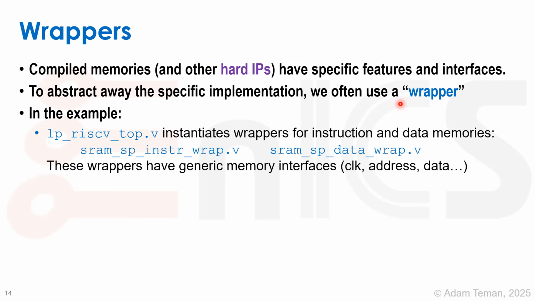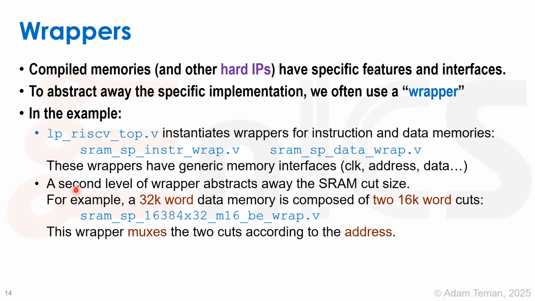In our example, we have the file called lp-risc5 top.v, and what it does is instantiate wrappers for both the instruction and data memories. Those wrappers are called SRAM SP instr wrap, where SP stands for single port, instr is instruction, and wrap is for wrapper. So this is a single-ported instruction memory wrapper, and the same thing for a data memory wrapper. These are just generic, and then depending on whatever memory compiler we're going to use, we have to go in and put in the memories, and we can also select the sizes and so forth. So they have real generic memory interfaces: clock, address, data, etc.